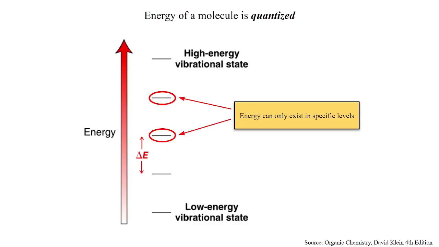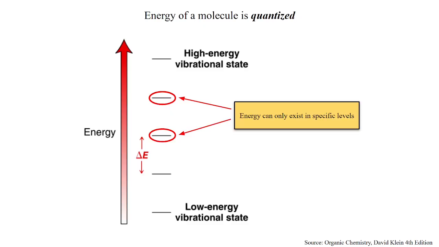If a bond has an energy that is between the energy levels or the horizontal lines, it's not going to be able to vibrate. It can only vibrate at the energy levels that are signified by the horizontal lines, and the gaps between each of the lines is called the change in energy, or you may see it as delta E.